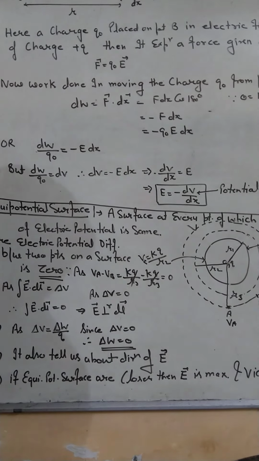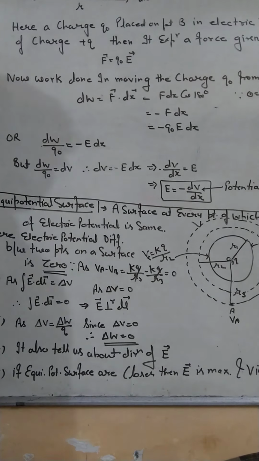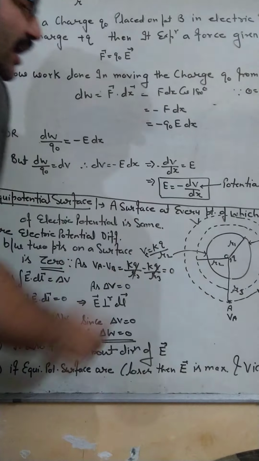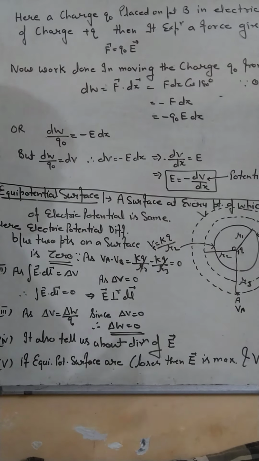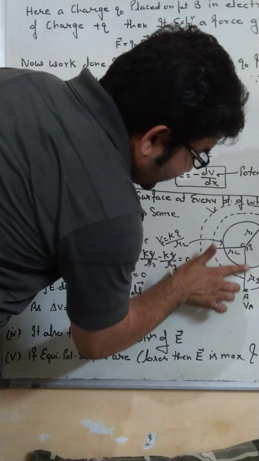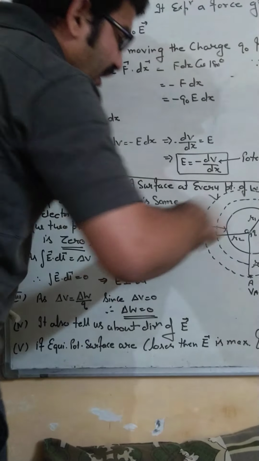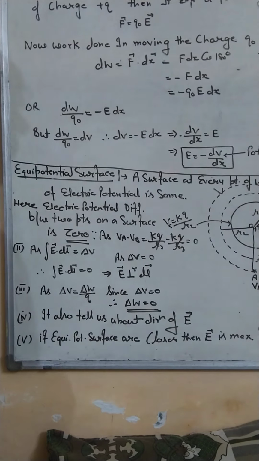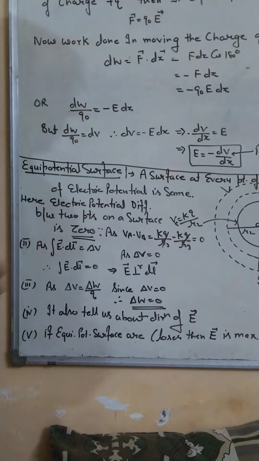Next, fourth, it also tells us about the direction of electric field. Means equipotential surface always represent the direction of electric field in which their surfaces gets increases. That means here surface increases in that direction, so its direction of electric field goes readily outward for the positive charge. But in case of negative charge, the equipotential surfaces gets closer.